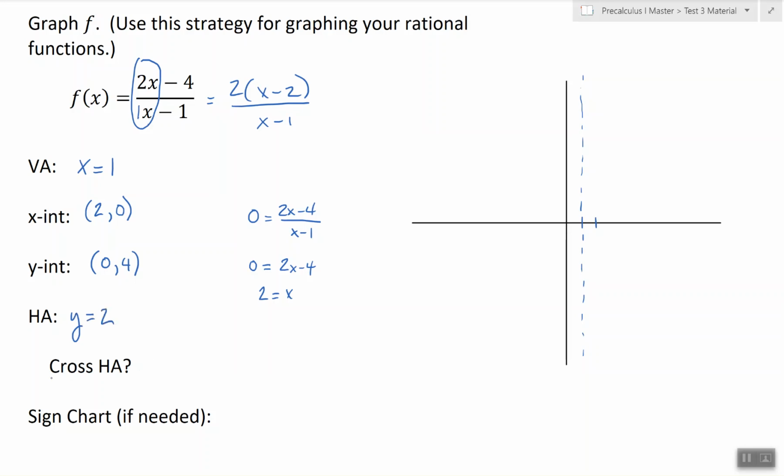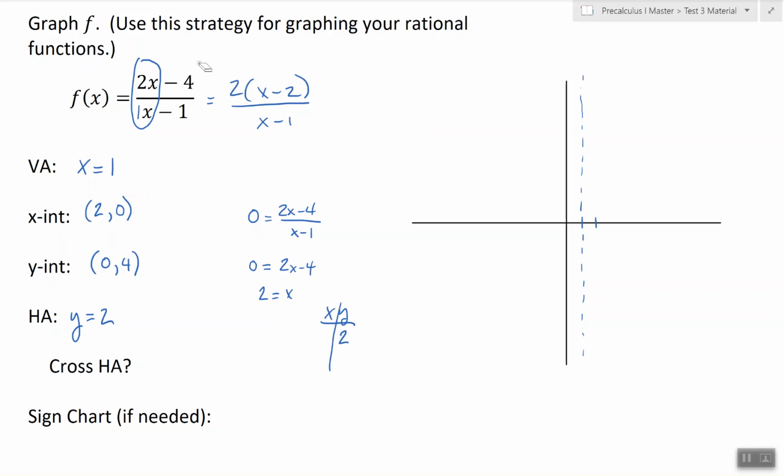Now we want to know, does it cross the horizontal asymptote? Students get real confused about this. Don't make it any more difficult than it is. It's not that hard. It's like if we had a t-table and we made the y 2 and we tried to figure out what the x is that goes with it. If you find an x to go with it, then that's the crossing point. If you don't find an x to go with it, then it doesn't cross.